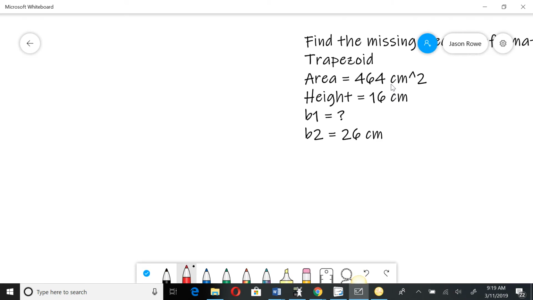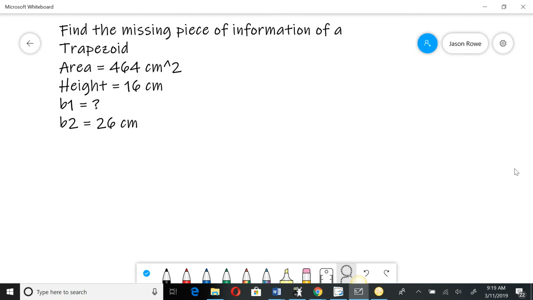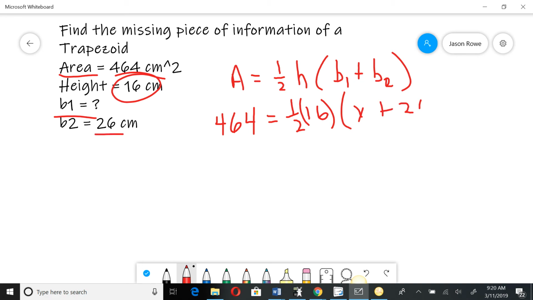All right, so our last example. You're also given a series of problems, and you're asked to find the missing piece of information of a trapezoid. So again, that formula, 1/2 the height times the sum of the bases. We're just going to fill in what we know. Area is 464. The height, 16. We don't know B1, so that's our missing value. 26 is base 2.